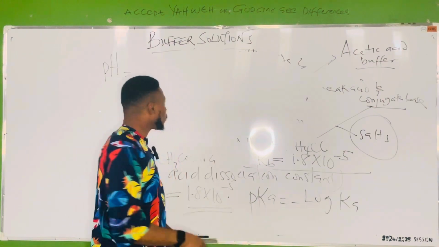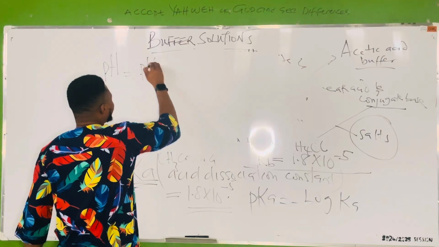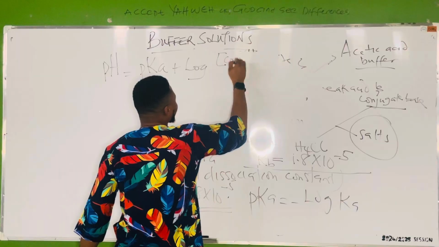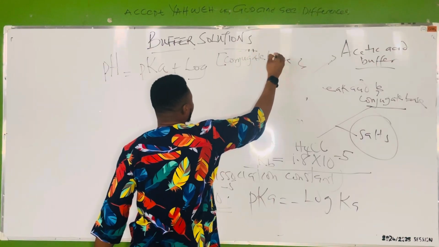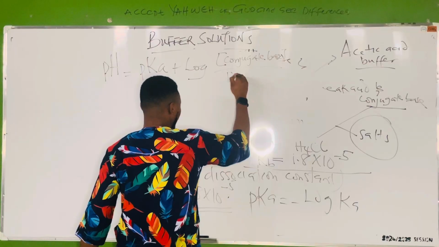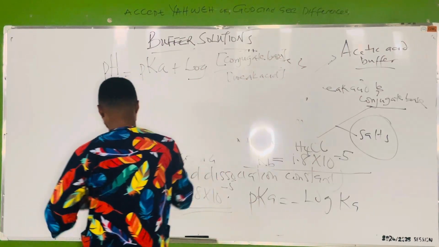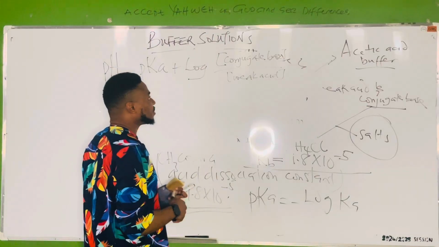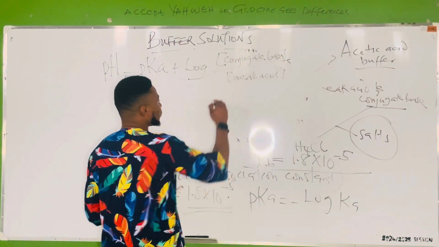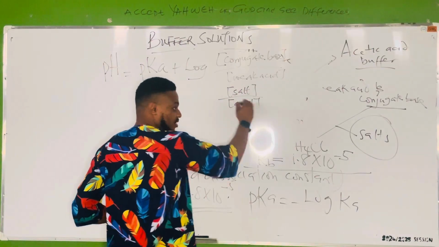So for that particular solution with given concentrations, it's important to know the actual pH. The pH of an acid buffer is gotten by pKa plus log of conjugate base over weak acid. Now it's important to note that this conjugate base is the salt. So sometimes you can see it written like this: salt over acid. It's still the same thing.